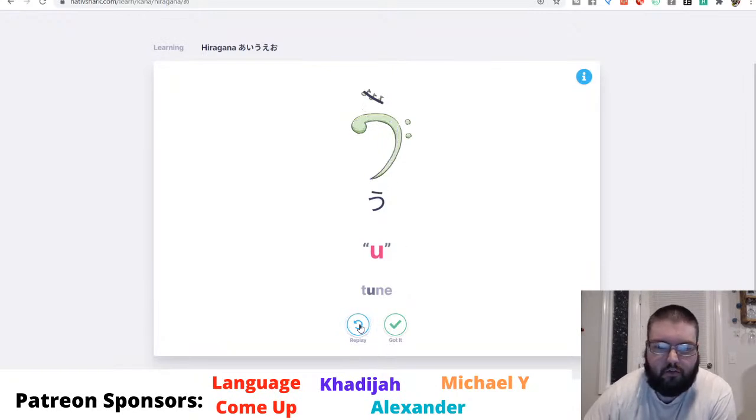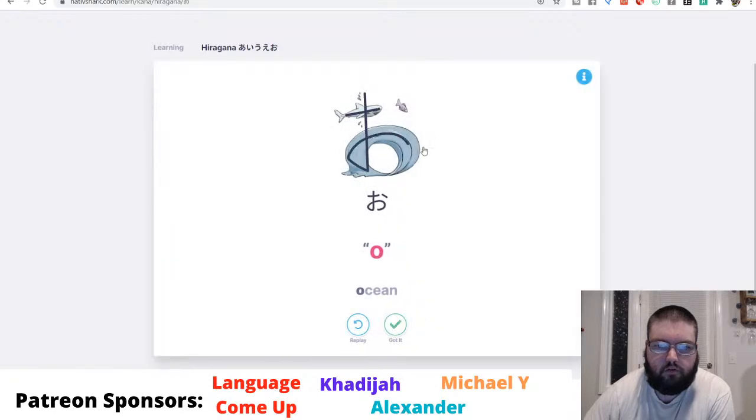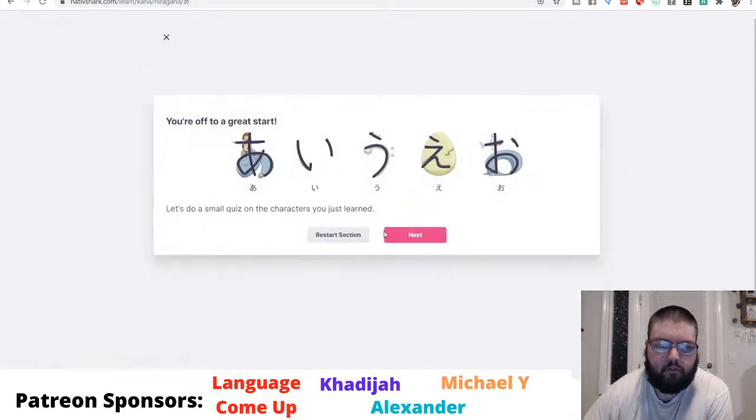All right, ooh. It's like a broken egg. I like that pictograph a lot. Oh, there's a shark and a fish in this water, so it's clearly an ocean. That's cool.